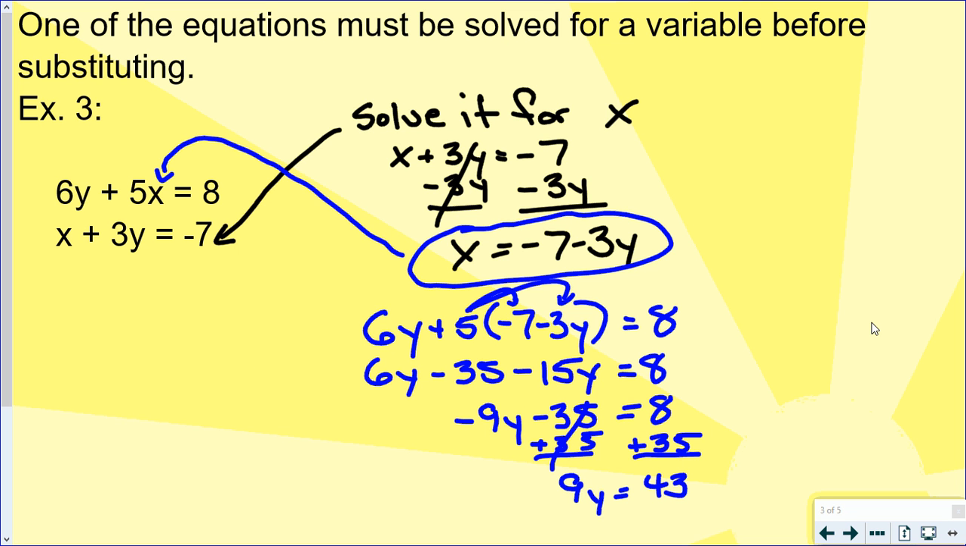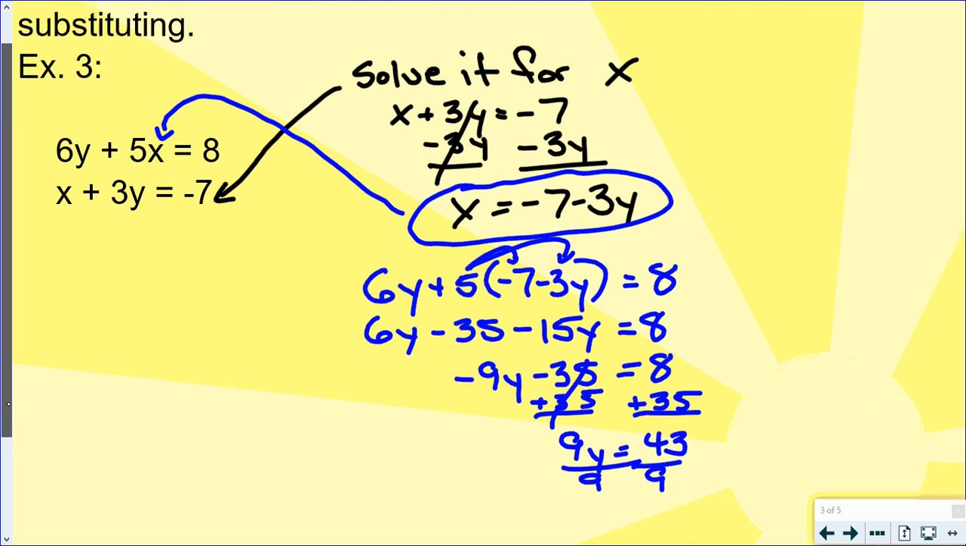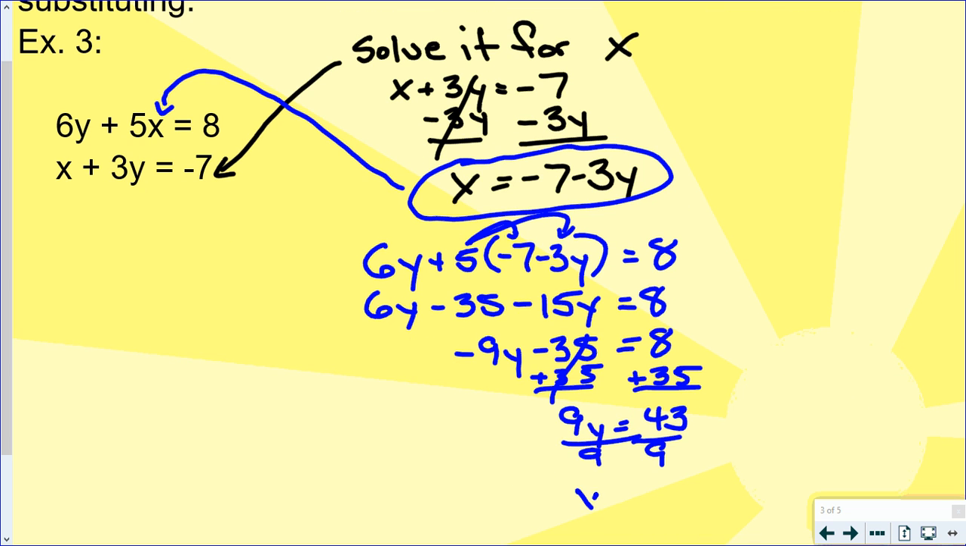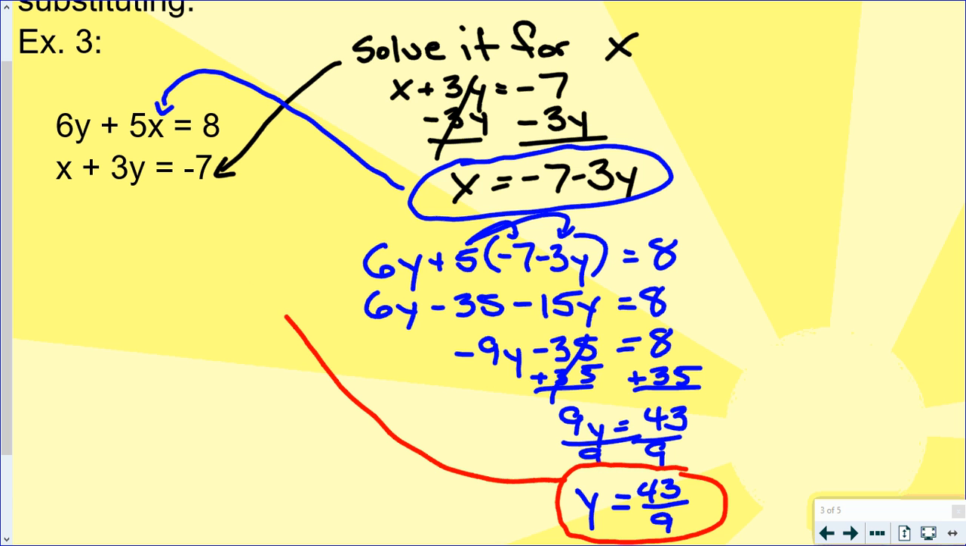All right, so divide both sides by -9. And so what I get is that y equals -43/9. All right, so I'm halfway there. So now we're going to take this and plug this into the other equation. Plug this into here.